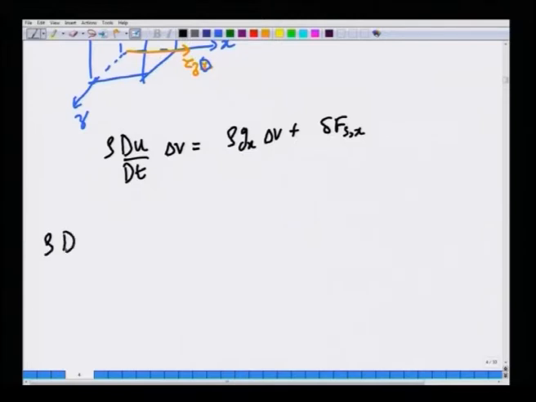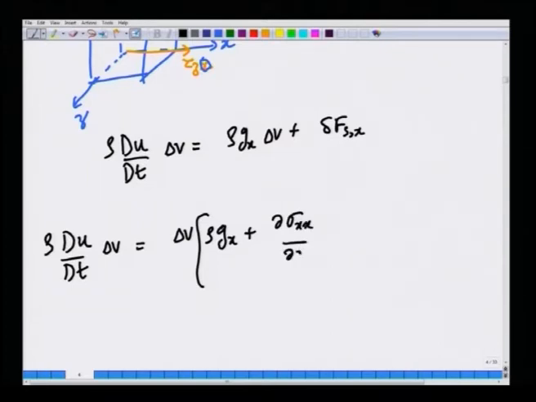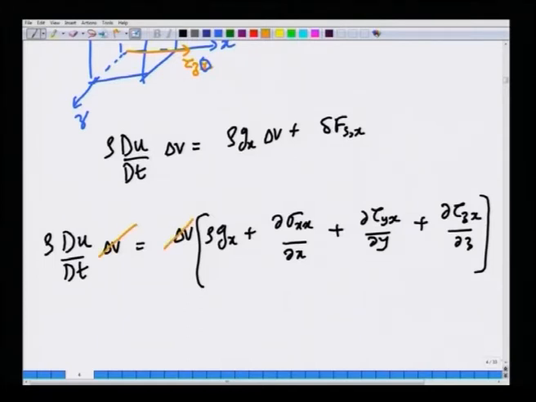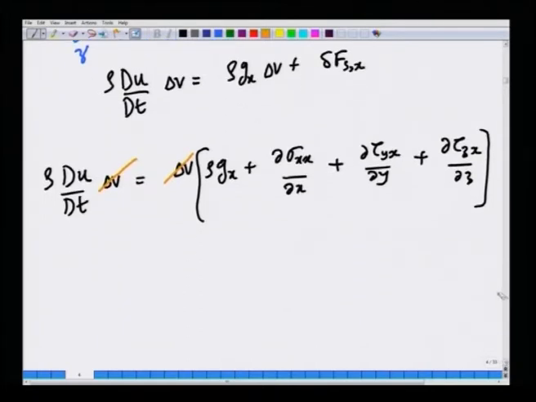rho du dt delta V is delta V times rho g x plus partial sigma x x by partial x plus partial tau y x by partial y plus partial tau z x by partial z. Okay. So, the volume of the control volume drops out of the equation, because both terms are multiplied by the same quantity.